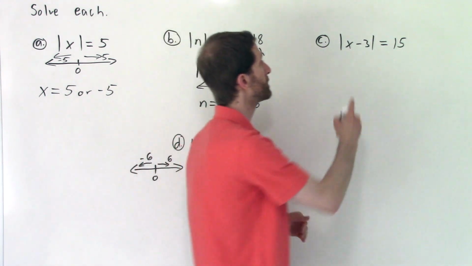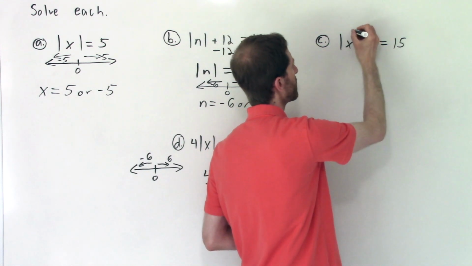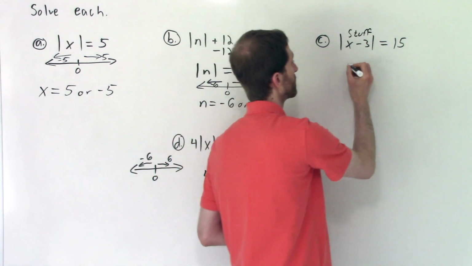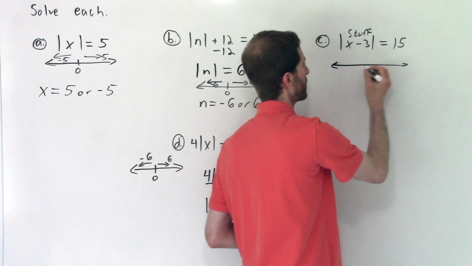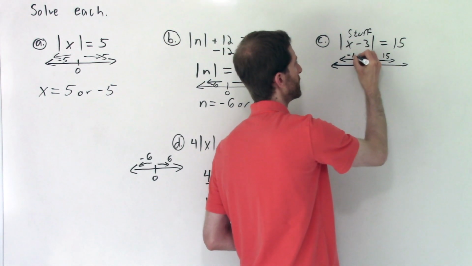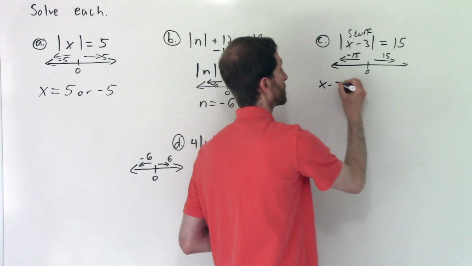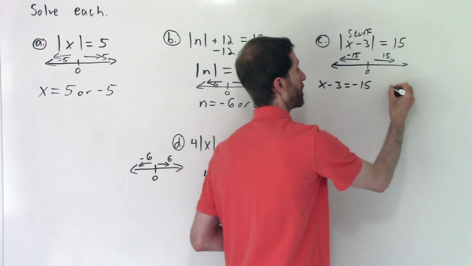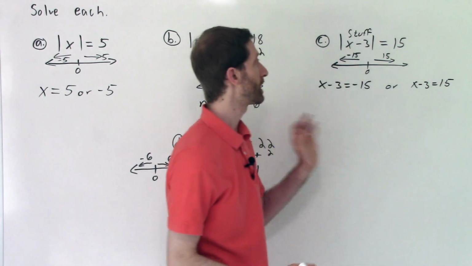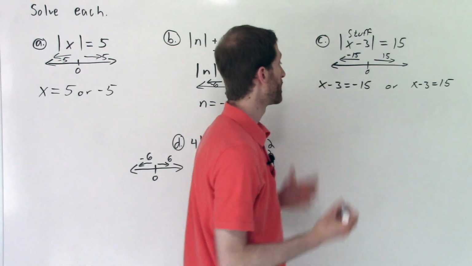So this means the distance that all of this stuff is from 0 is 15. The way I think of this is, I think of all of this as just stuff, like the absolute value of stuff. So stuff is 15 away from 0. What does that mean? Well, that means that stuff is 15 to the right or 15 to the left. Okay, well, stuff is x minus 3. So x minus 3 is 15 to the left, or x minus 3 is 15 to the right. That's it. So you get the absolute value alone and you recognize that it's either going to be that number to the right or that number to the left. Now we just solve each equation.